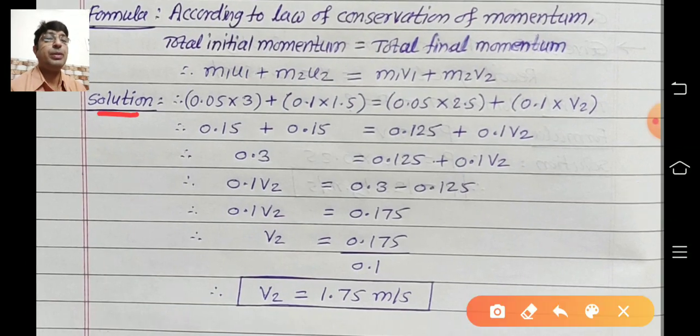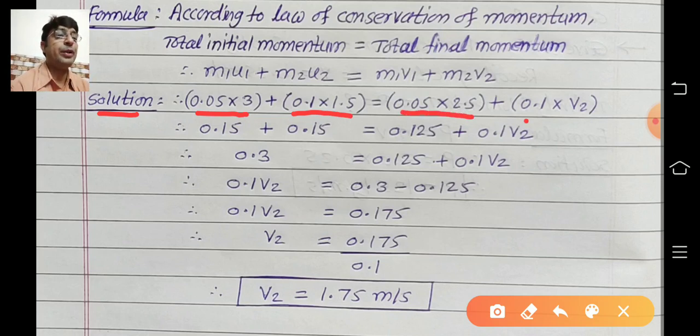Substitute the values at the proper places. m1 is 0.05 multiplied by u1 is 3, plus m2 is 0.1 multiplied by u2 is 1.5, equal to m1 is 0.05 multiplied by v1 is given 2.5, plus m2 is 0.1, but v2 is not given, so multiplied by v2 remains. Multiplying this, 0.05 multiplied by 3 means 0.15. Same here, 0.05 multiplied by 2.5 is 0.125, plus 0.1 multiplied by v2 is 0.1 v2.